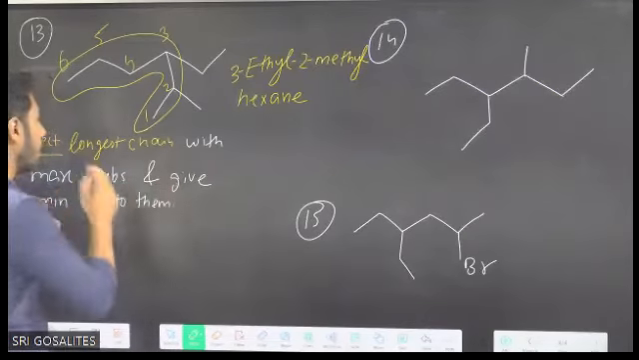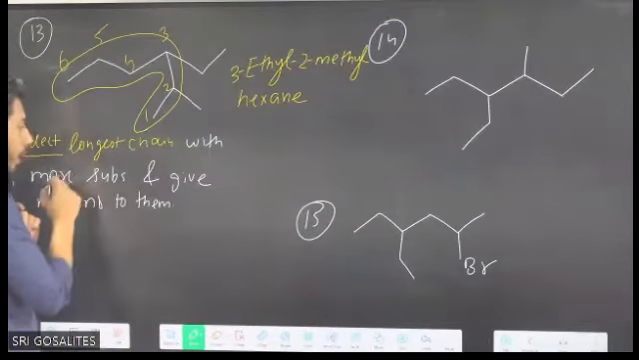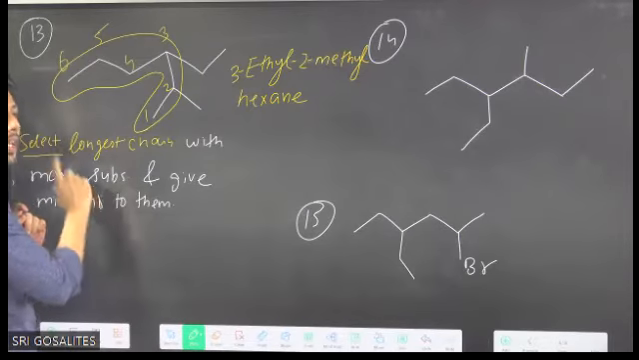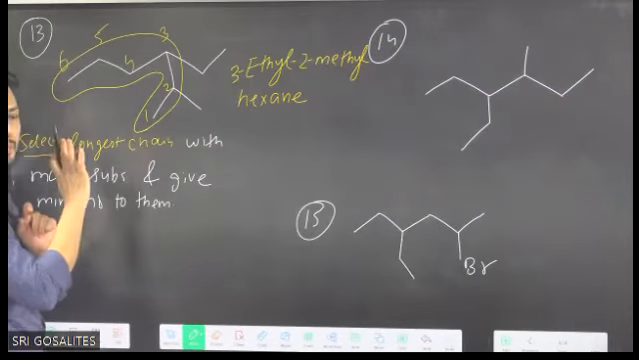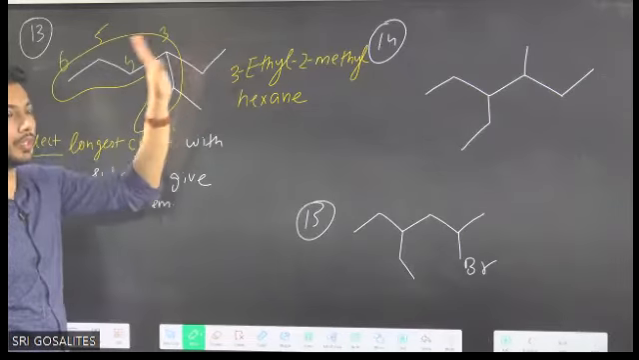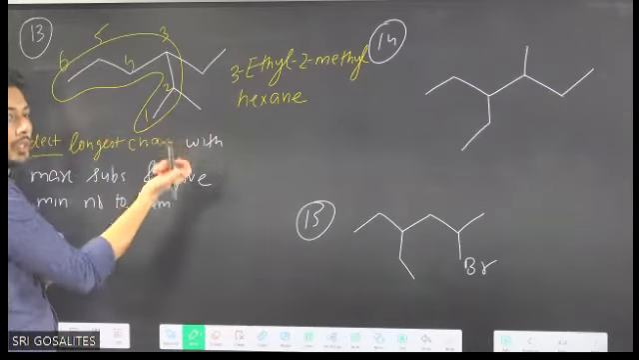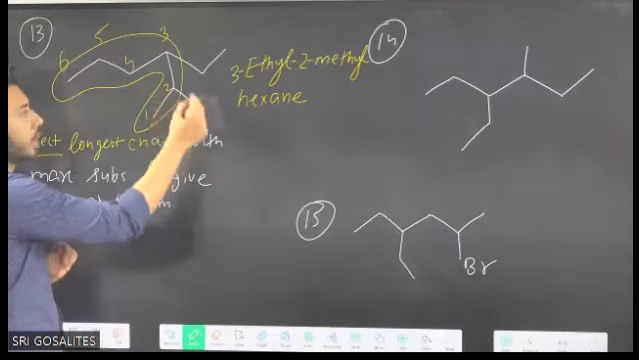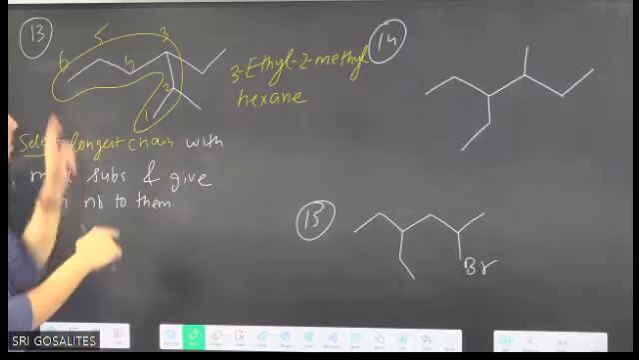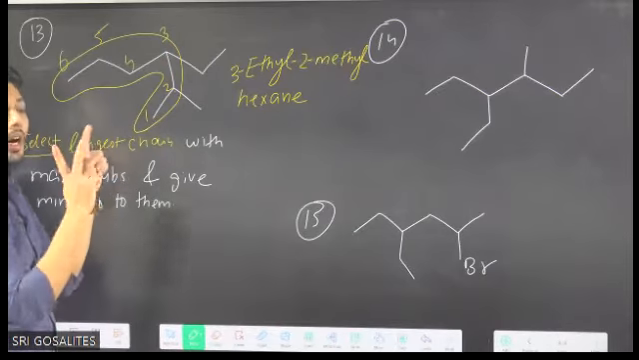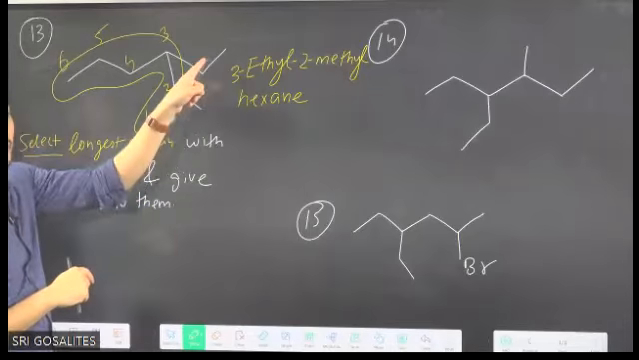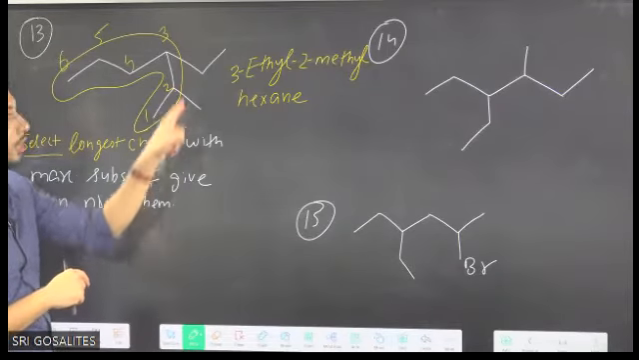Now select that longest chain which contains the maximum number of substituents or branching, and then give minimum numbers to them. Now tell, if you select the longest straight chain, how many branching or substituents? Only one. If you select the one which I have marked, how many substituents are coming? 2. One is methyl, the other is ethyl. Yes or no?